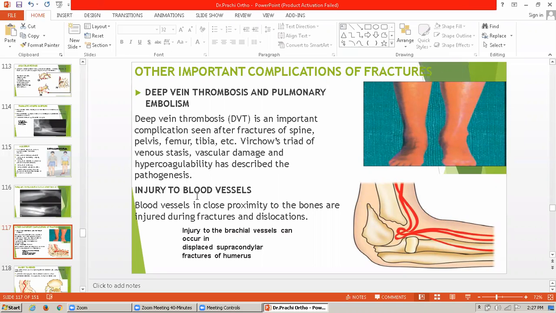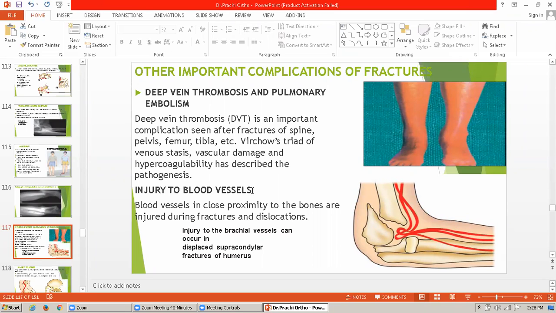So Virchow's triad is very important, that is venous stasis, vascular damage and hypercoagulability. Virchow's triad is commonly asked in an oral examination, what is the Virchow's triad. So it is venous stasis, vascular damage and hypercoagulability. It is seen in DVT, that is deep vein thrombosis.